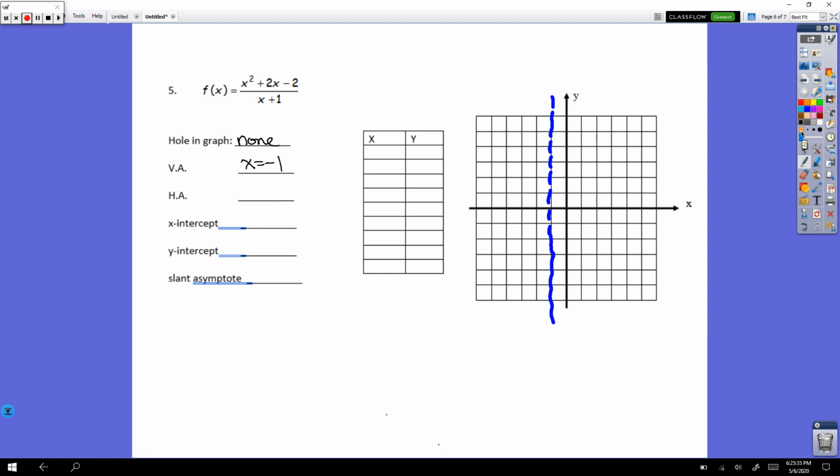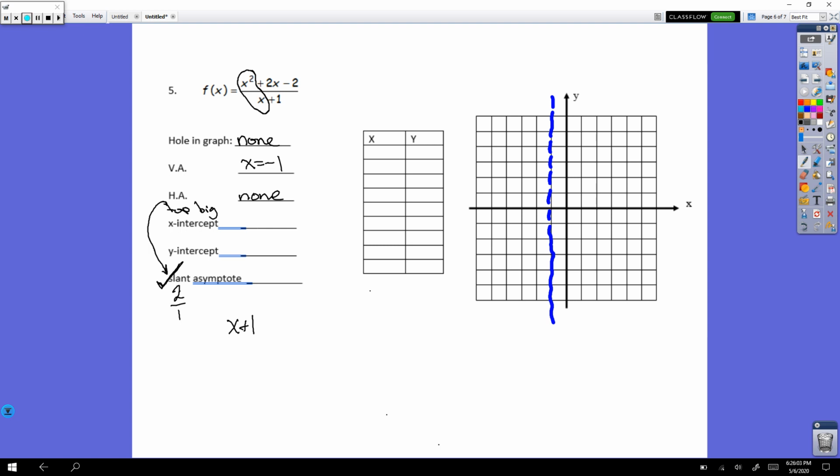Horizontal asymptotes. So here we see that the top is bigger. Again, when the top is bigger, that means we do not have a horizontal asymptote. We could potentially have a slant asymptote though. So we want to look at our exponents here. We have x squared and x. So we're off by 1, meaning I do have a slant asymptote. So let's go ahead and do our division.